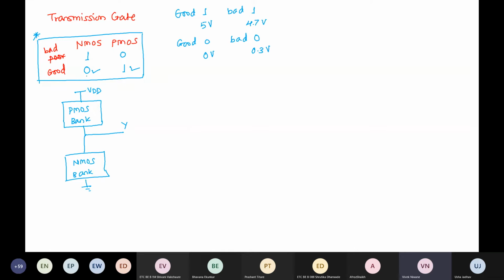So NMOSes give you good zero and PMOSes give you good ones. Therefore, we always have the CMOS logic in this way. This is also called the pull-up network, and this is also called the pull-down network.